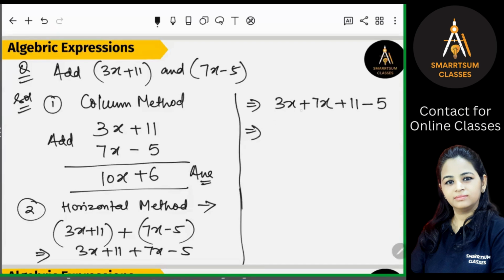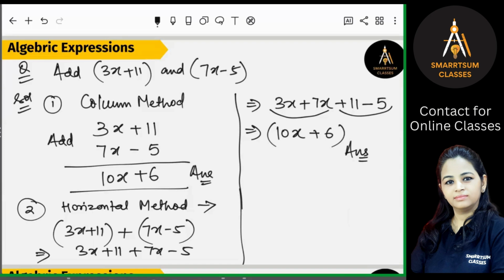Now we will simply add the like terms. So these are like, these are like. So 3x and 7x will become 10x and 11 minus 5 will be 6, right? And this is how we will get the same answer, right? So both methods are correct, whether we use the column method or the horizontal method.